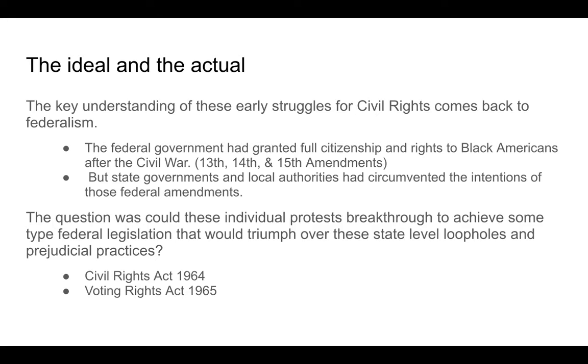Here's the key understanding. At the top of this slide, I put the ideal and the actual. The key understanding of these early struggles for civil rights comes back to federalism. The federal government had granted full citizenship and rights to Black Americans after the Civil War: the 13th, 14th, and 15th Amendments. These are amendments that in class we'll spend a little more time talking about, but these were passed after the Civil War and specifically gave Black Americans citizenship and rights.